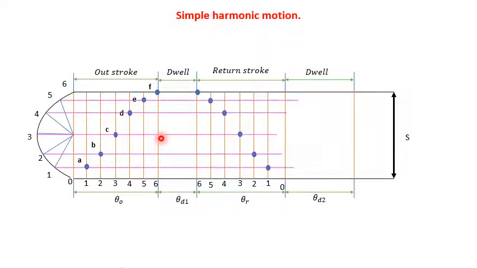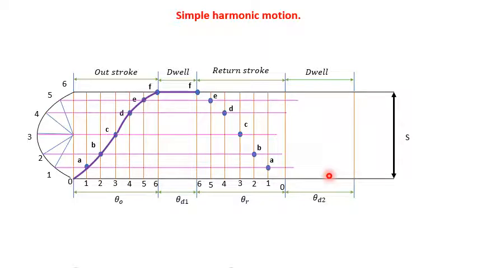Then a similar procedure is followed for the return stroke. Wherever the first line cuts the first vertical line is the first cutting point, then the second, third, fourth, fifth, and sixth cutting points. Then name these points as A, B, C, D, E, F. So these are the cutting points. Once we have these cutting points, we have to join the points using smooth curves.